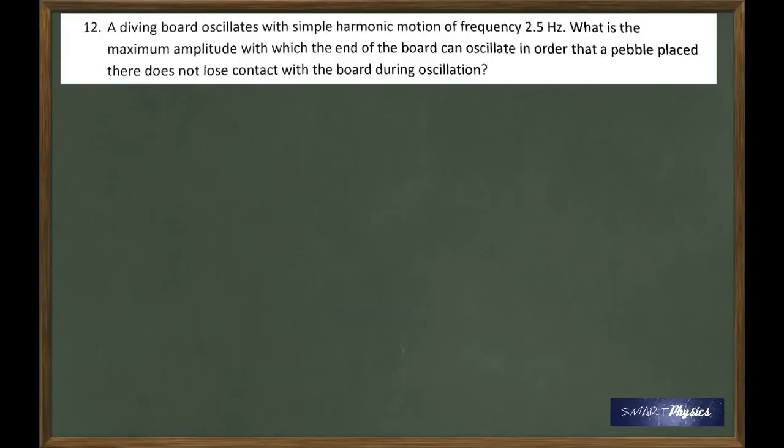Very interesting question. You know that a diving board is supported at one end and it's free at the other end where the person stands, and this diving board oscillates with a frequency of 2.5 Hertz. What is the maximum amplitude with which it can oscillate so that a pebble placed there does not lose contact with the board during the oscillation? It would lose contact with the board at the highest point of its oscillation as it is tending to go down, because if it goes down really fast, then the pebble will lose contact with the diving board.